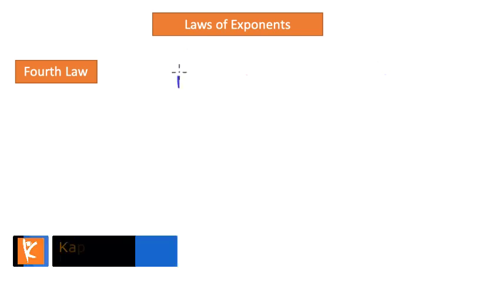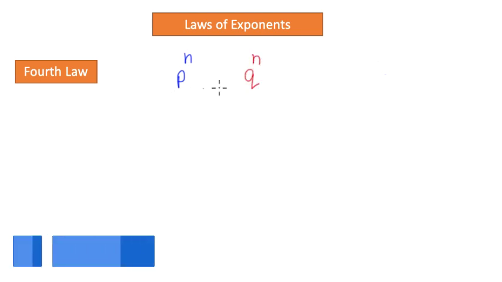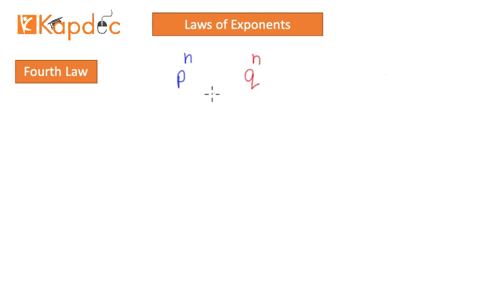What if you're given this scenario: there is a number p to the power n, and you have another number, q to the power n. The difference is now you have different bases but the same powers. So what happens when you have to multiply those two numbers? That is where the fourth law of exponents comes in.